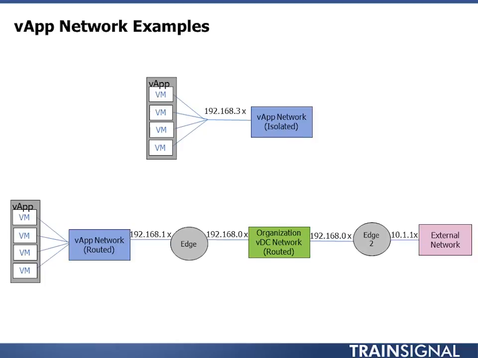So there's actually 3 subnets below there and 2 NAT domains. So the 192.168.1.x network is then natted to the 192.168.0 network in the org VDC, which is then further natted to the 10.1.1.x network for the external network.